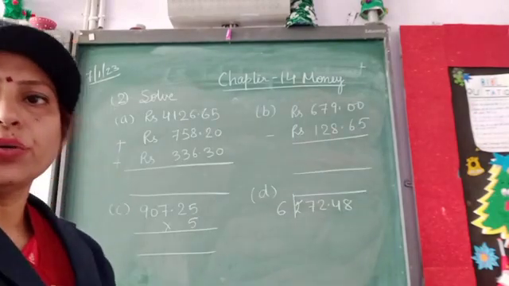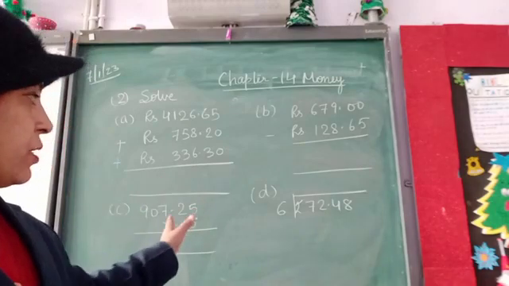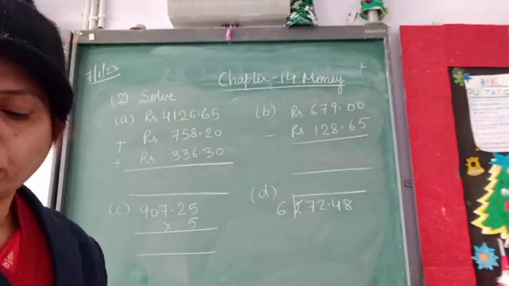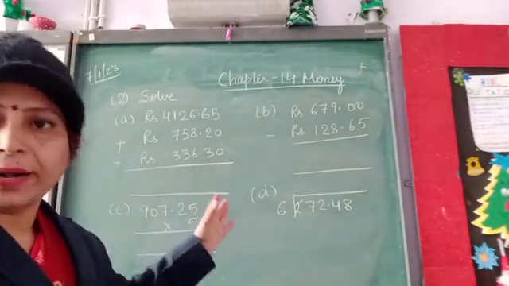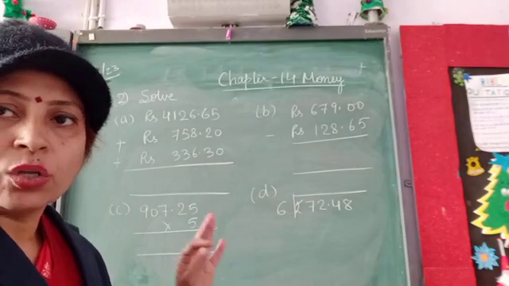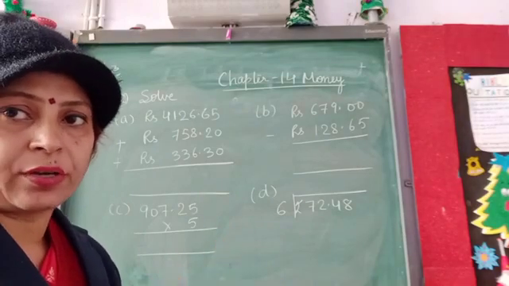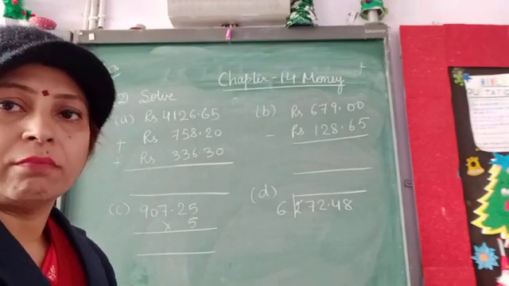Now children, we are going to do the operations with money: addition, subtraction, multiplication and division. So how are we going to do it? Just see. The way you add, the same way you do addition, subtraction, multiplication, division. The only difference is putting the point. You have to keep it separate, whether this is the paisa column and this is the rupee column.